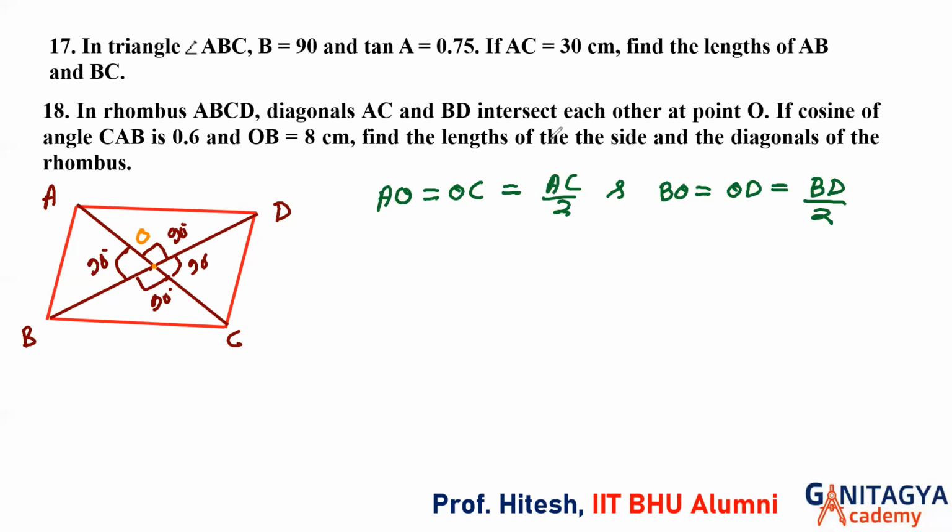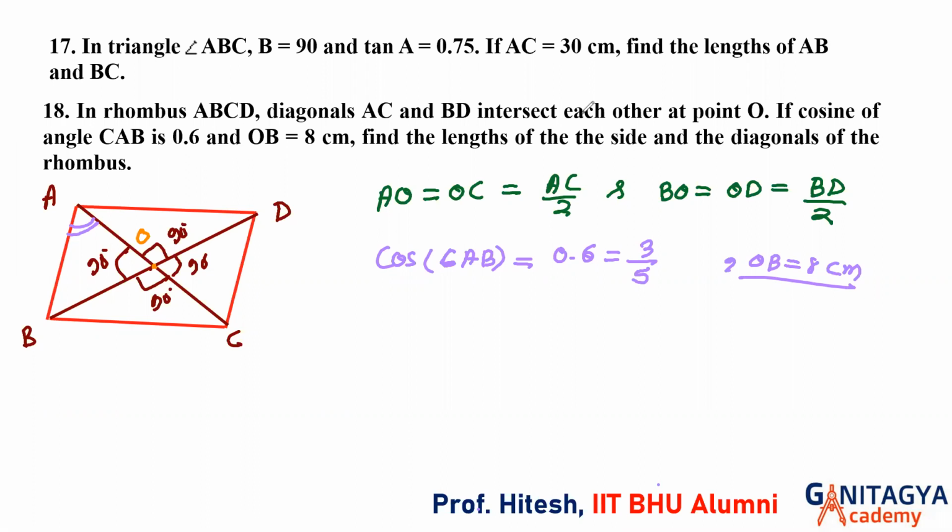Okay, so now the question is, in rhombus ABCD, diagonals AC and BD intersect each other at point O. Okay, if cosine of angle CAB, where is CAB? CAB, this one angle. Cosine of CAB is equal to 0.6. So 0.6 is how much? Can I write 3 by 5? Okay. And OB is given by 8 centimeter. OB is given by 8 centimeter. Find the lengths of the sides and diagonals of the rhombus.